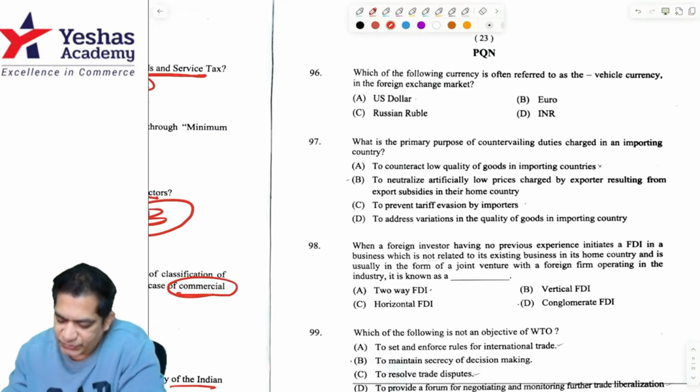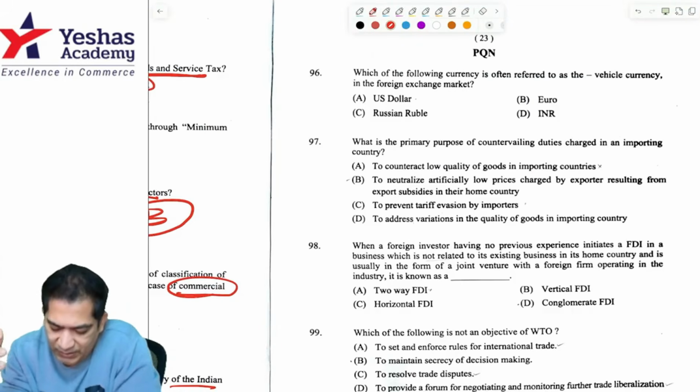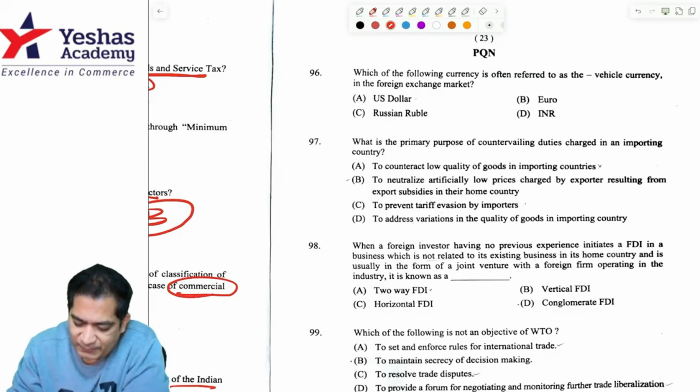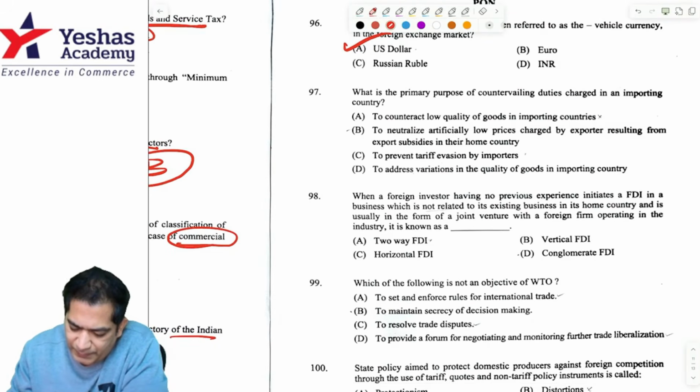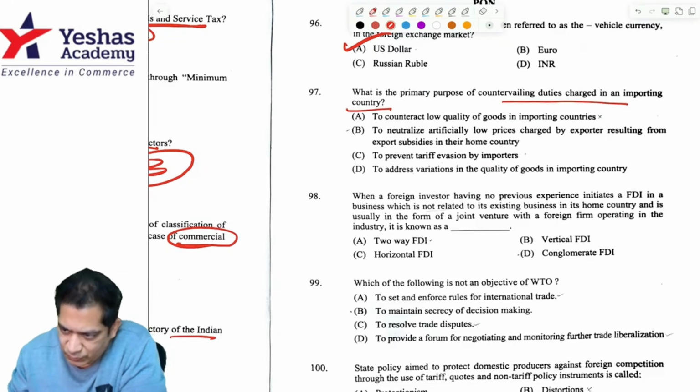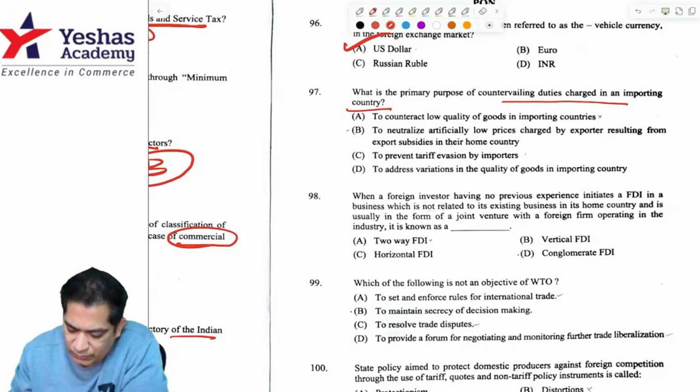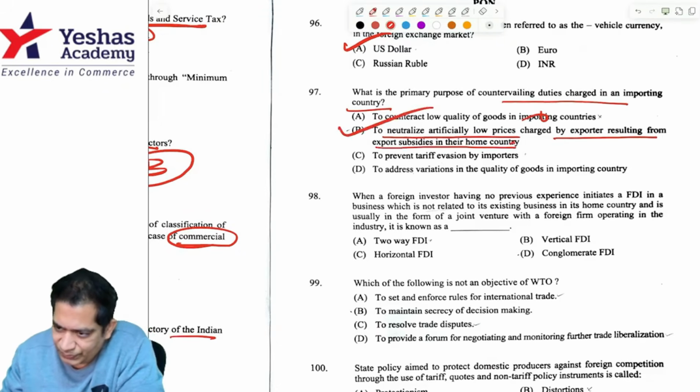Which of the following currencies is often referred to as a vehicle currency in the foreign exchange? Vehicle currencies are those hard currencies which have higher liquidity and are very easily accepted in global trade. That will be USD, the US dollar. What is the primary purpose of countervailing duties? I've told you, trigger price mechanism to cut down the subsidy. So contract low quality of goods, no. Neutralize artificial low prices charged by exporters resulting from export subsidies in their home country, yes.